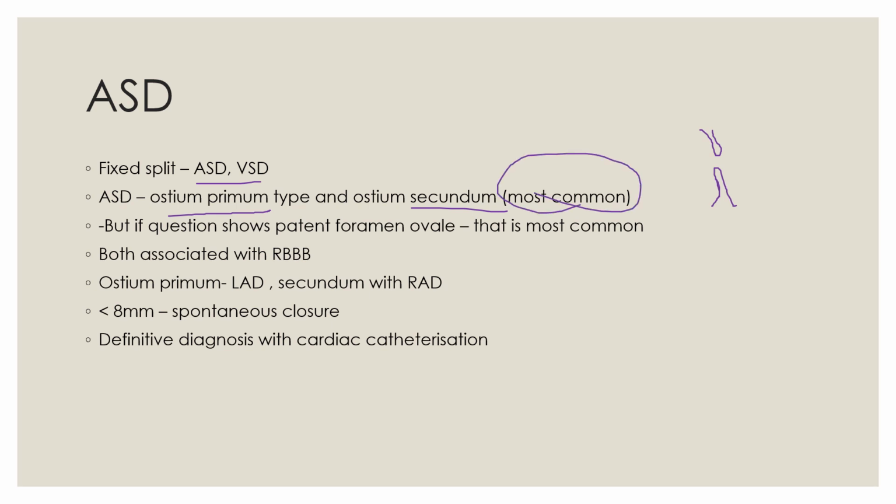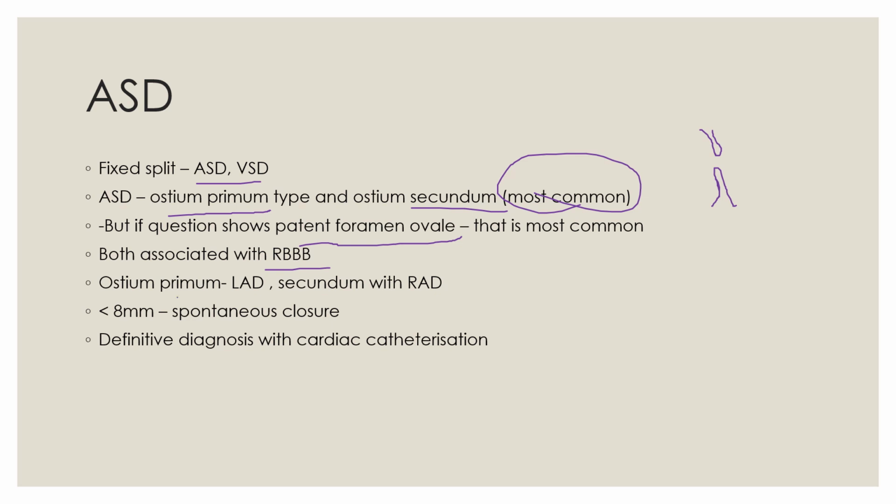But if in some question they ask what is the common type of ASD, you have to say ostium secundum. But if they ask what is the most common type of heart defect, and in the options you have ostium primum, ostium secundum, ASD, along with that you also have patent foramen ovale, then you have to say it is patent foramen ovale.